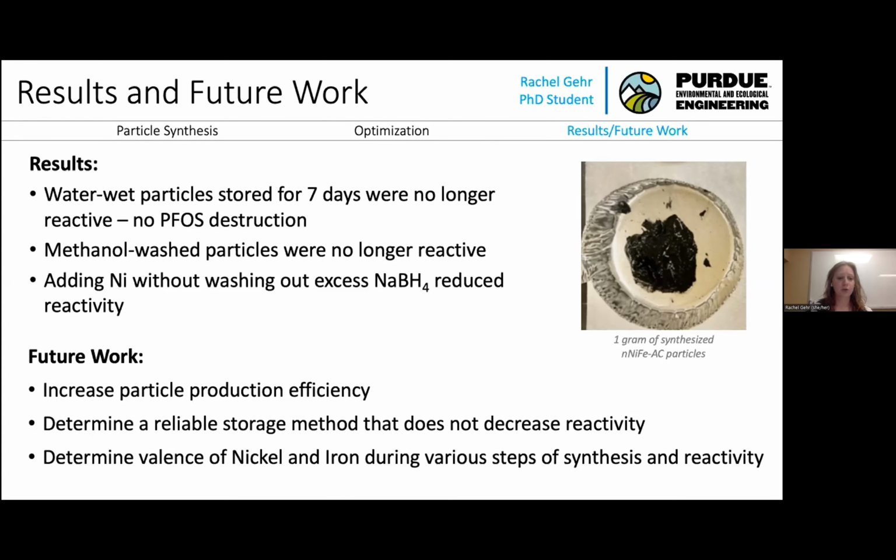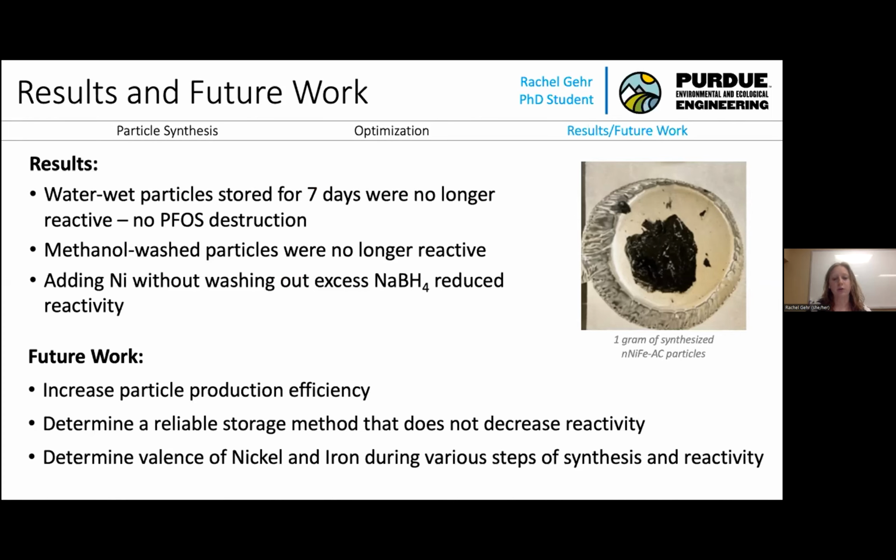For our future work, we're looking to increase the particle production efficiency. Again, we want to lower that time of 8 hours down to as little as possible. We want to determine a reliable storage method that does not decrease the reactivity. Some of my upcoming experiments will look at introducing spectroscopy into the process to look at the valence states of nickel and iron during each step of the synthesis, as well as during the reactivity with PFAS, to see exactly what's happening throughout the process. We also want to look at decreasing the washes.